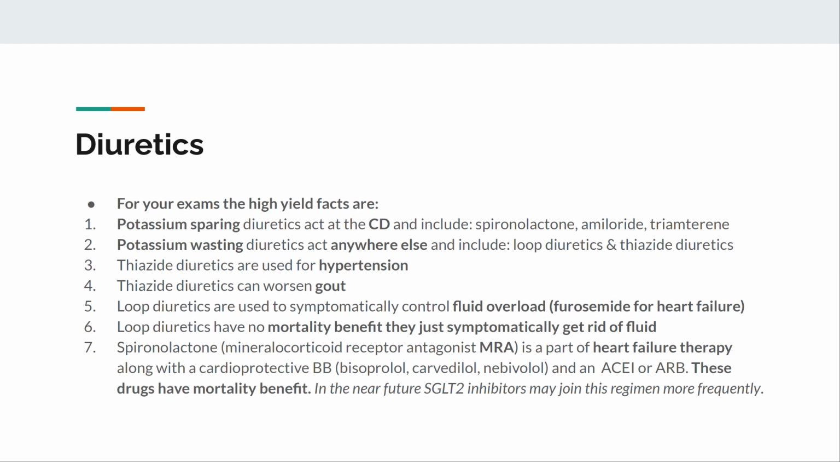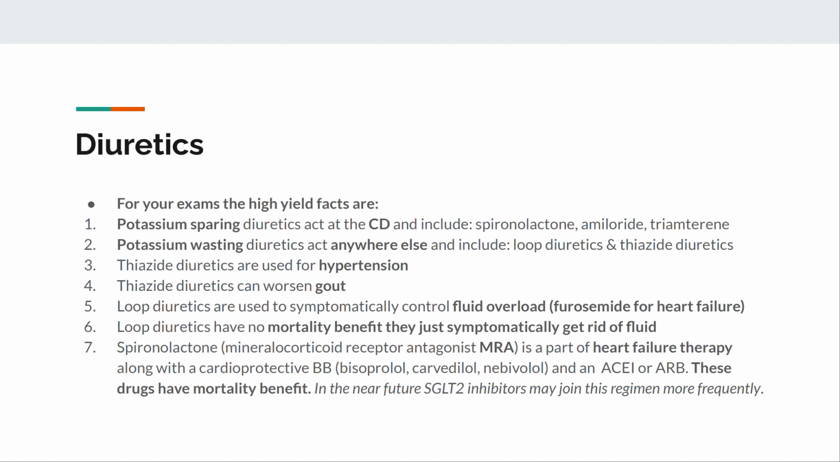Three: thiazide diuretics are used for hypertension. Four: thiazide diuretics can make gout worse because they compete at the anion transporter for uric acid. Five: loop diuretics can control fluid overload. So thiazides for blood pressure, loop diuretics for fluid overload. Loop diuretics don't actually fix you. They just make the symptoms go away. They don't help your heart at all. You still have heart failure, but the edema and pulmonary edema that's making you short of breath will resolve with furosemide. So it's symptomatic management of heart failure.